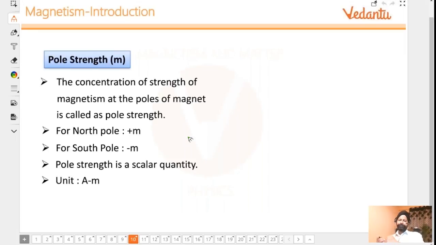So pole strength is the concentration of strength of magnetism at the pole, right? This north pole is considered positive. South pole is negative. It's all convention. Pole strength is a scalar quantity, like the charge is a scalar quantity, right? But the dipole moment as such is a vector quantity. So it runs from negative to positive in case of the electric dipole, and south pole to north pole in case of the magnetic dipole. Ampere meter is the unit of that.